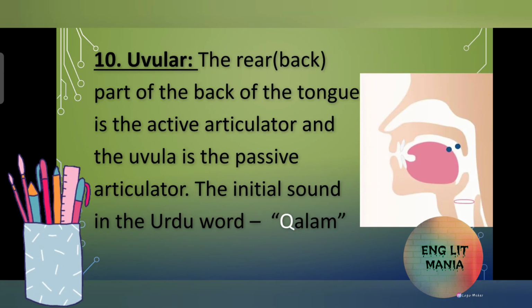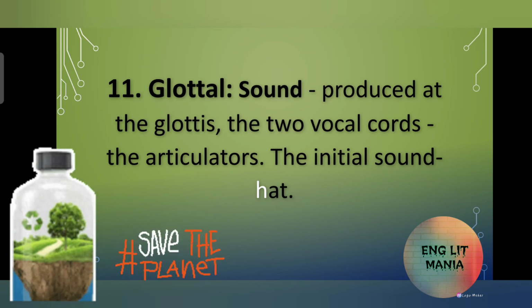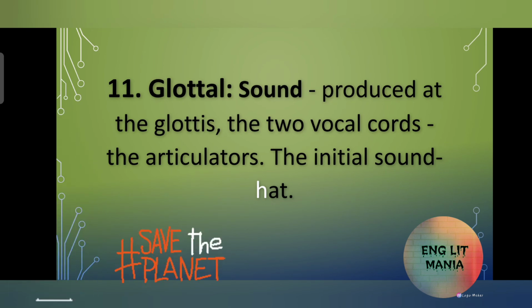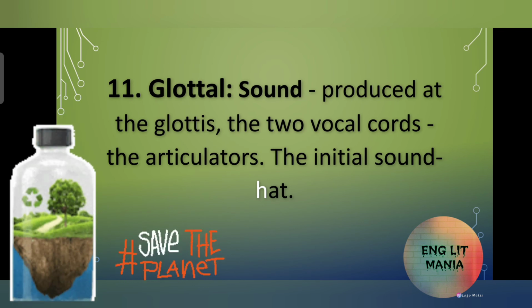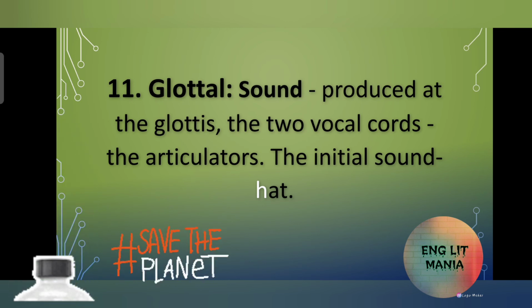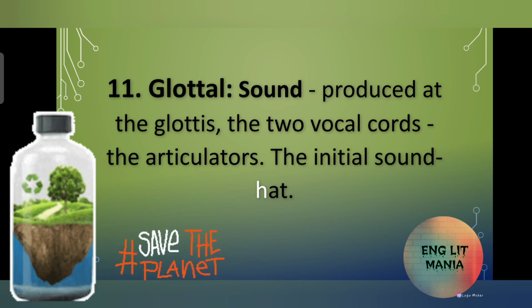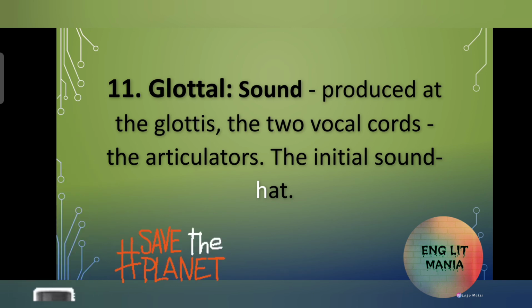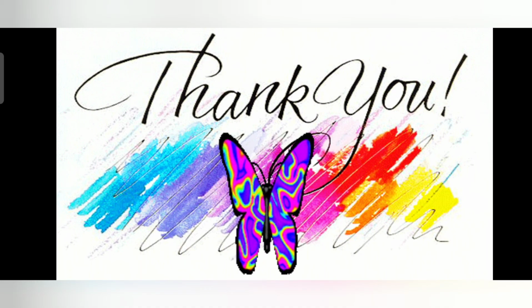The 10th type is uvular. In this case, the back part of the tongue is the active articulator and the uvula is the passive articulator. For example, the initial sound of the Urdu word qalam. The last type is glottal. This sound is produced at the glottis and the two vocal cords are the articulators. For example, the initial sound of the word hat, that h sound is glottal. So that's all about the third dimension of consonants.